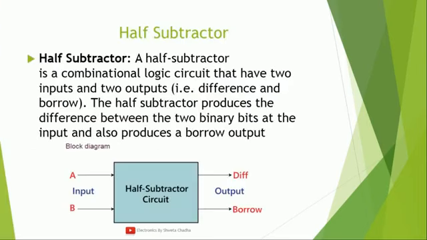A half subtractor is a device which is used to subtract two bits. Let us assume A and B are two inputs, that is, two bits. The outputs that we are going to get are difference and borrow. So a half subtractor is a device which is going to subtract two bits.